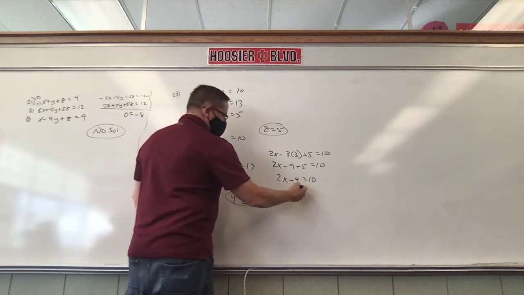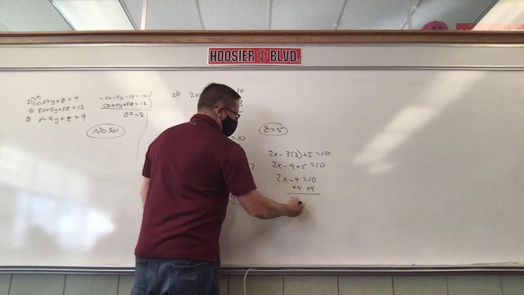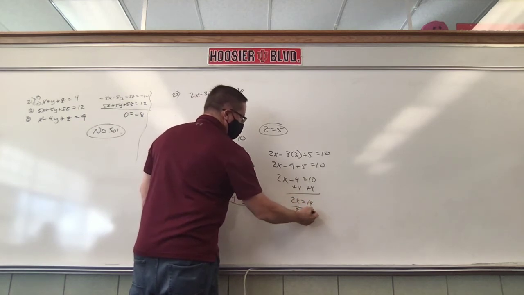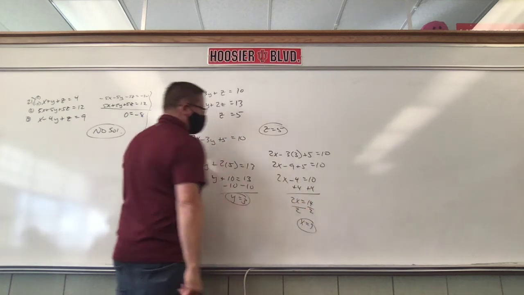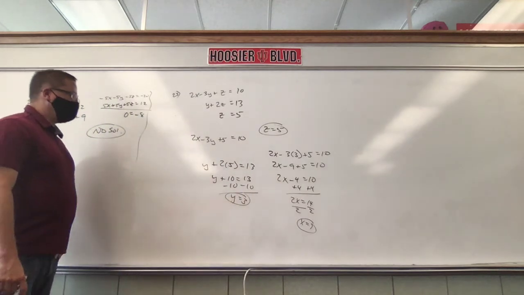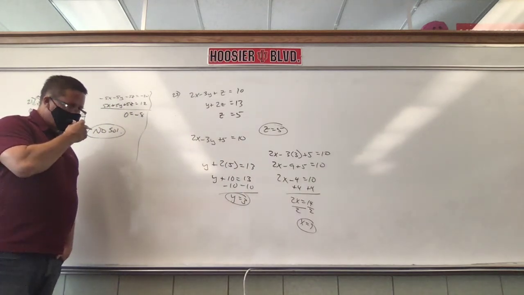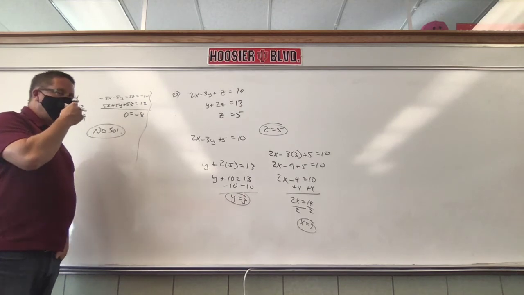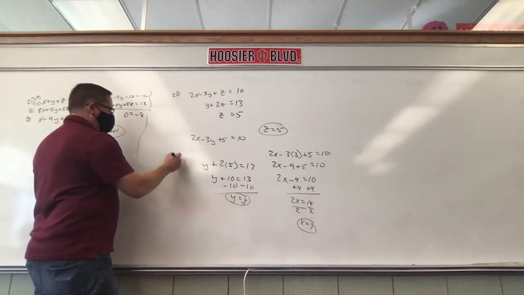Add 4. 2x is 10 plus 4, which is 14. Divide by 2, x is 14 divided by 2, which is 7. So the answer is 537. No, not 537. 735. Put them in the right order.